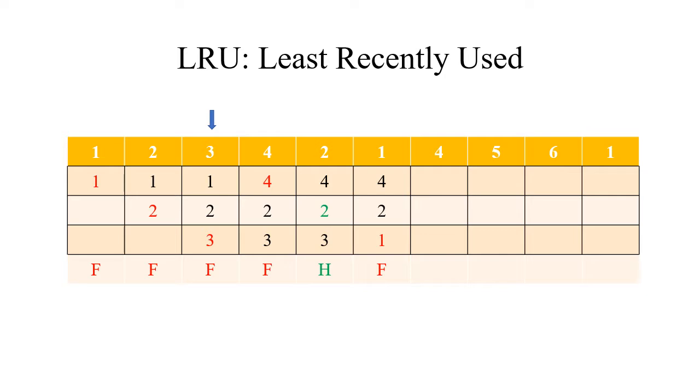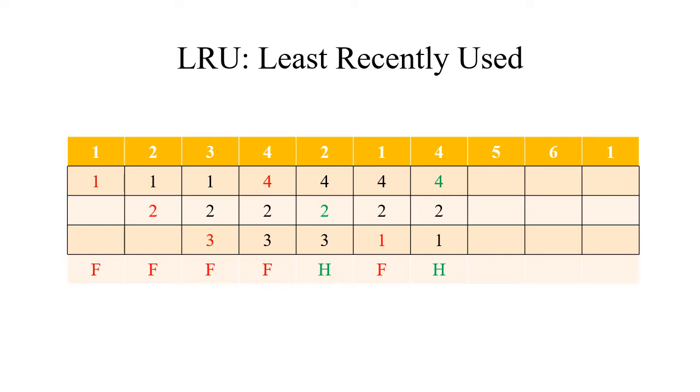Now CPU is demanding page number 4. Now if you see, page number 4 is already there in the memory. As it is already there, no need to load it from the secondary storage. Again, there is a page hit. So in this case, there is a page hit.